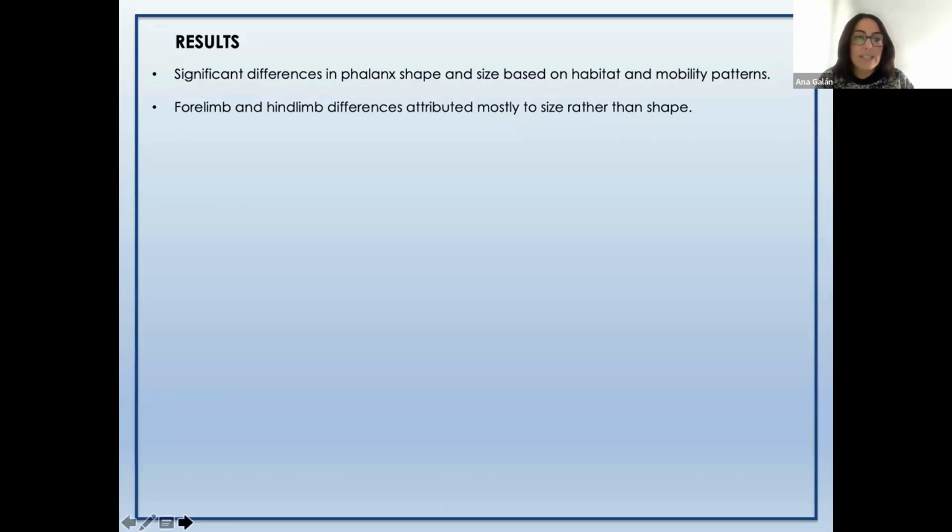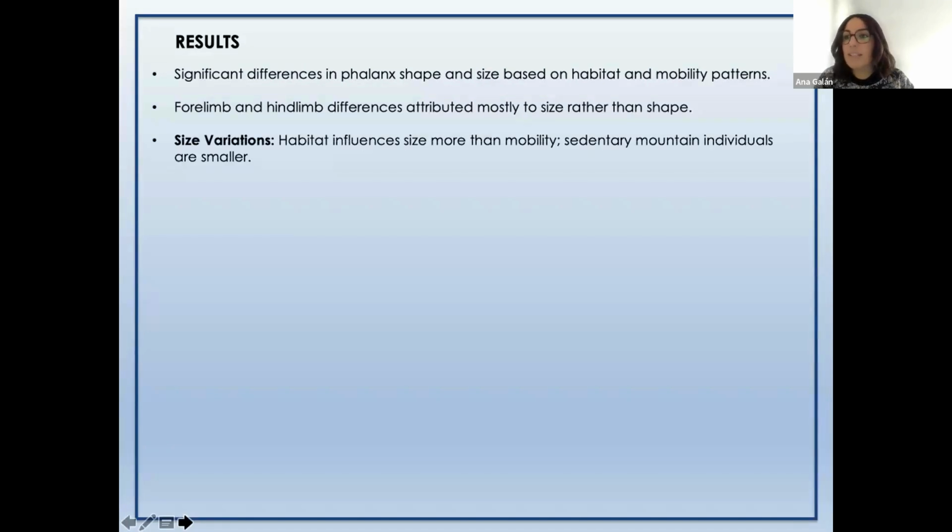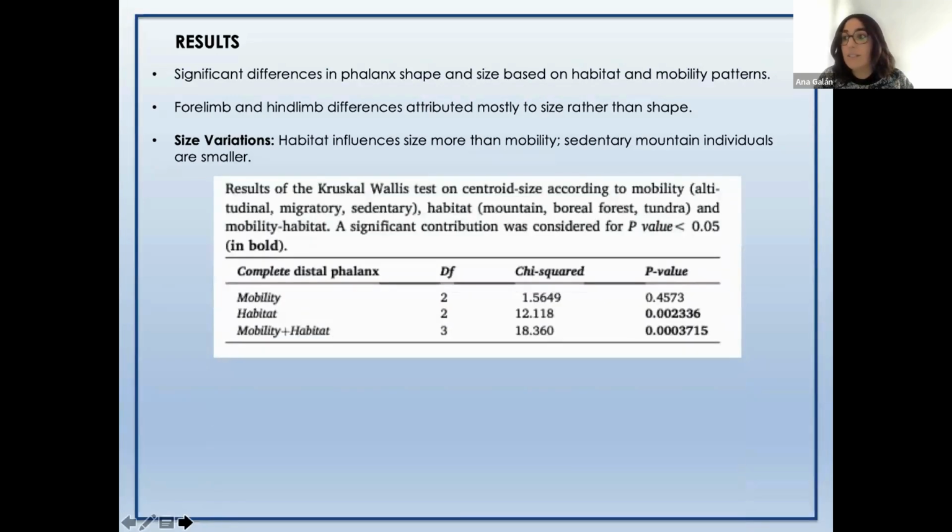Then, regarding the size differences, Kruskal-Wallis showed no statistical differences between mobility groups. However, habitat category yielded significant differences, specifically between the boreal forest and montane, and between the mountain and tundra groups, that we confirmed with another test.